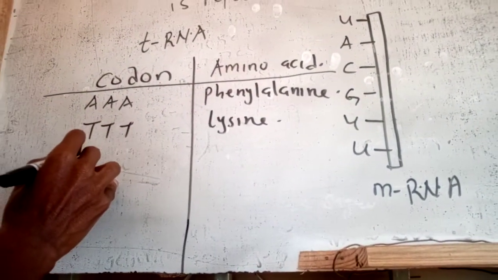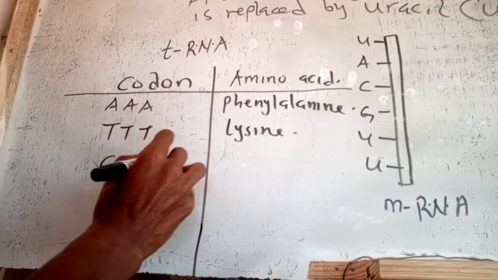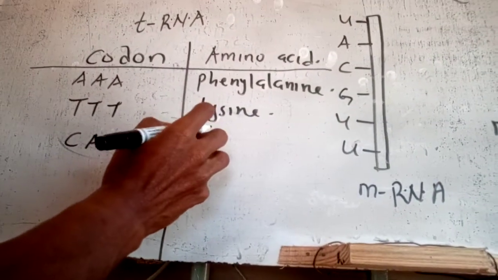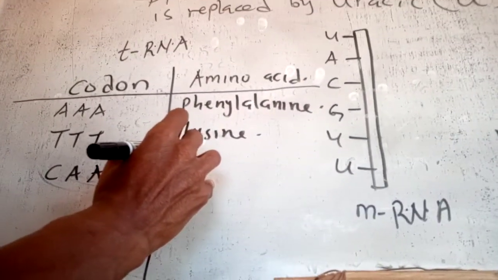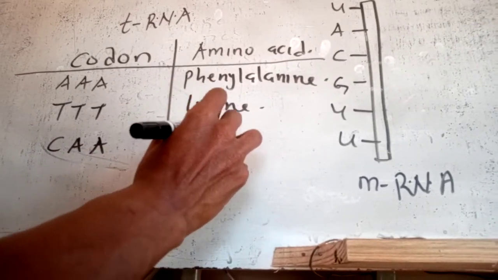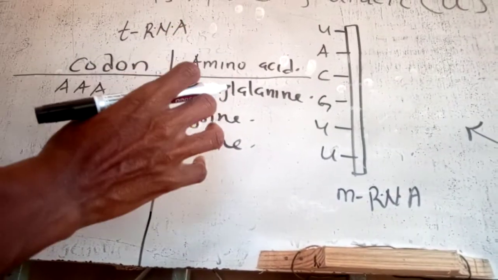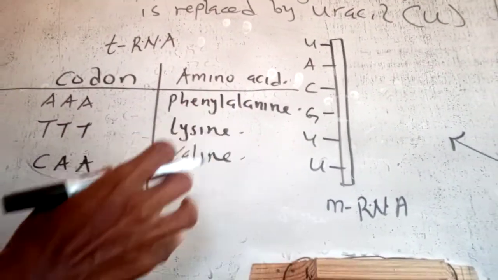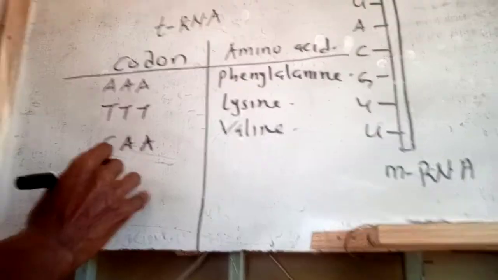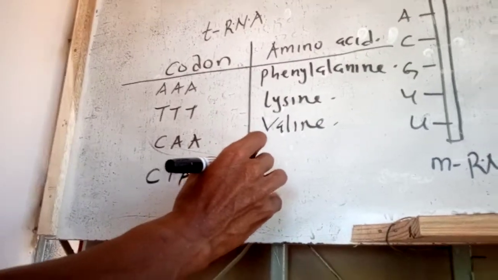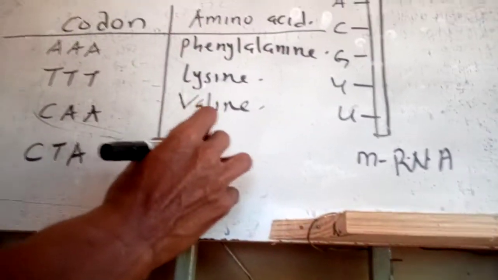And the third one, we have it as CAA. It codes for the information for the assembling of the amino acid valine. So the first one, that is phenylalanine, and lysine and valine are essential amino acids. And lastly, we have CTA. It carries the information for assembling the amino acid by the name aspartic acid.